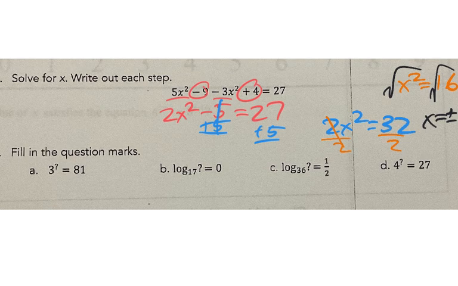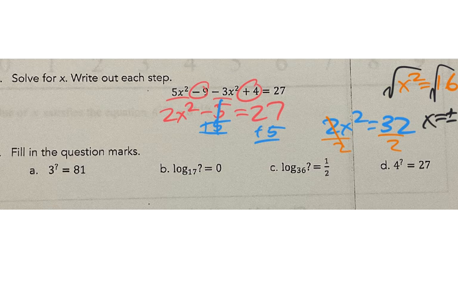I chose to take a square root. Anytime I choose to take a square root, I always have to account for the plus or minus possibility.